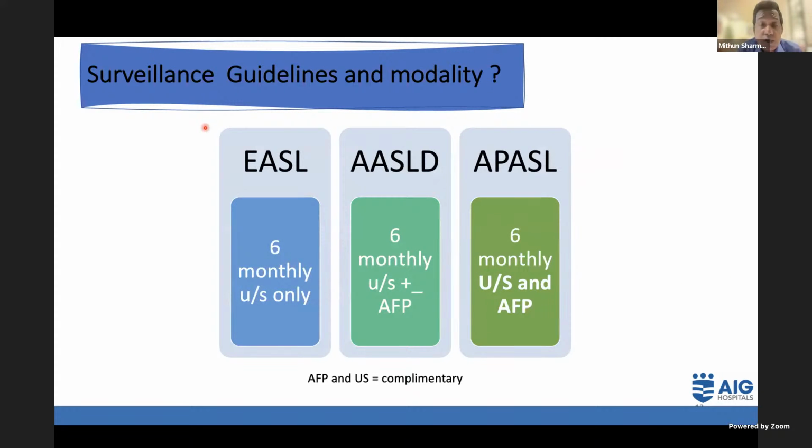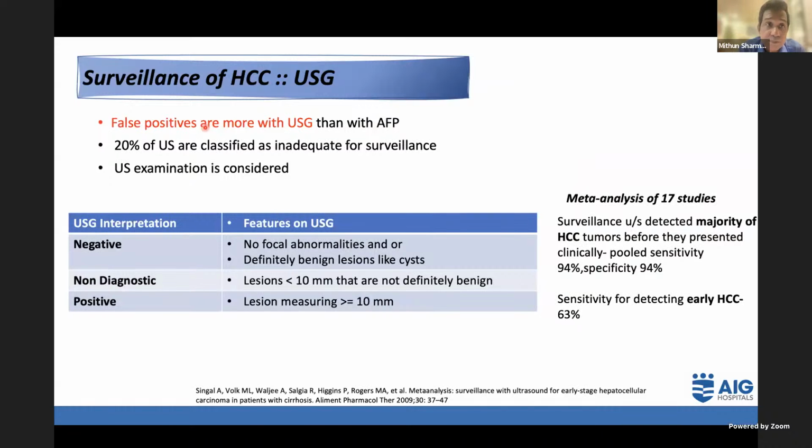Now, how do we do a surveillance modality? The EASL believes it's a 6-month ultrasound only, though they're recently changing the guidelines to include again the alpha fetoprotein. AASLD says it's a 6-monthly ultrasound with or without AFP. The APASL is what we follow because we believe the alpha fetoprotein and ultrasound are both complementary to each other in the surveillance program.